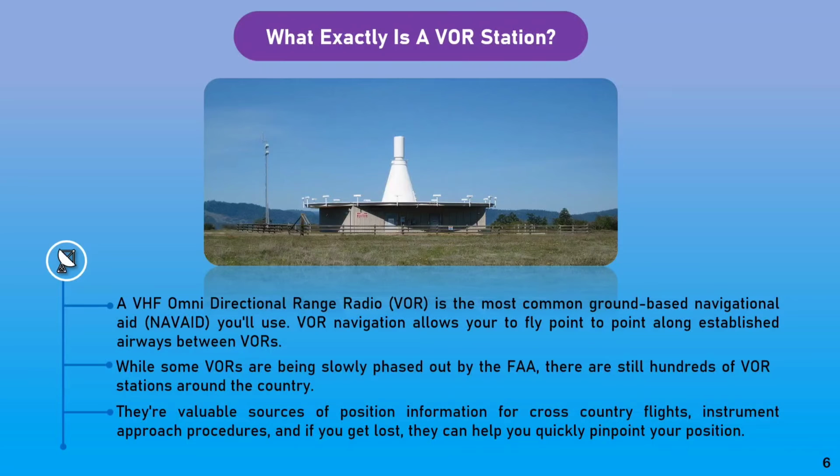What exactly is a VOR station? A VHF omnidirectional range radio, VOR, is the most common ground-based navigational aid, NAVAID, you will use. VOR navigation also allows your aircraft to fly point-to-point along the airways established between VORs. While some VORs are being slowly phased out by the FAA, there are still hundreds of VOR stations around the country. They're a valuable source of position information for cross-country flight and instrument approach procedures, and if you get lost, they can help you quickly pinpoint your position.